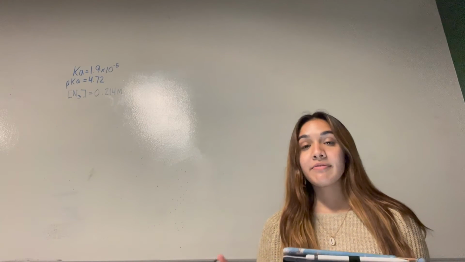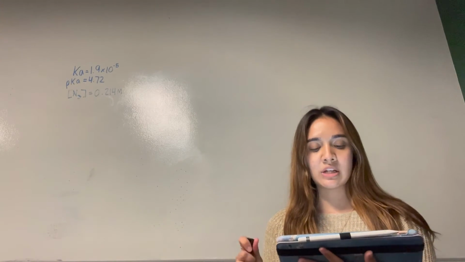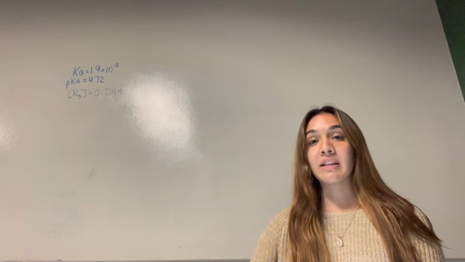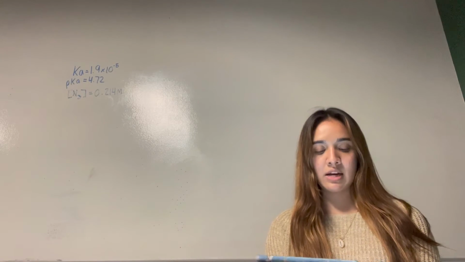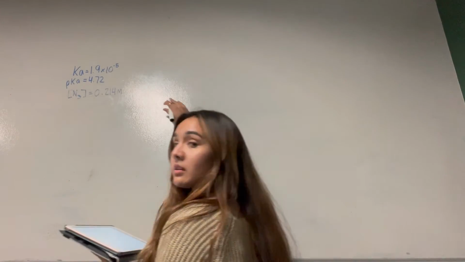So as previously found, equivalence point occurs at the addition of 13.33 milliliters of NaOH. Therefore, to find the pH after equivalence point, we will be adding 18 milliliters of NaOH.